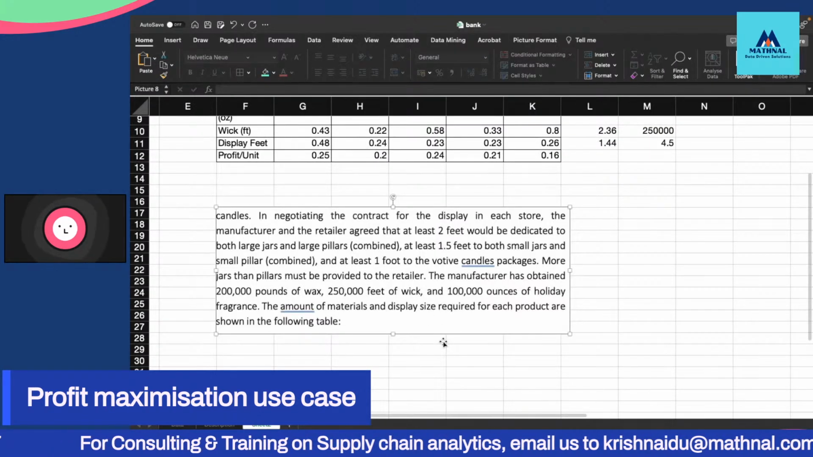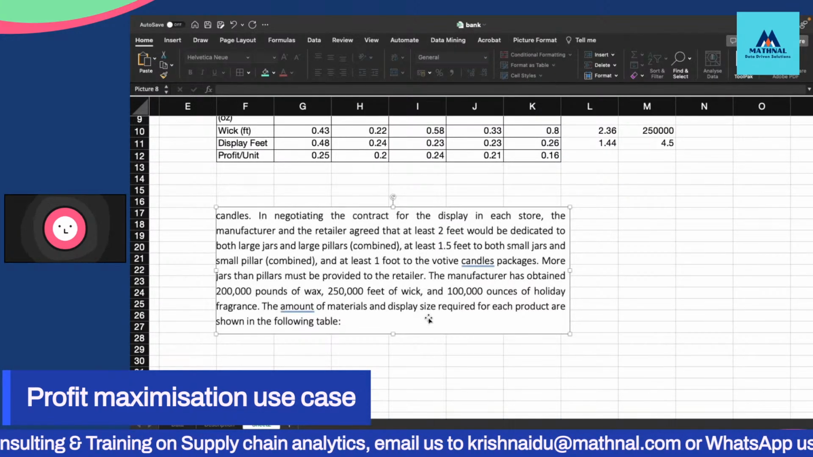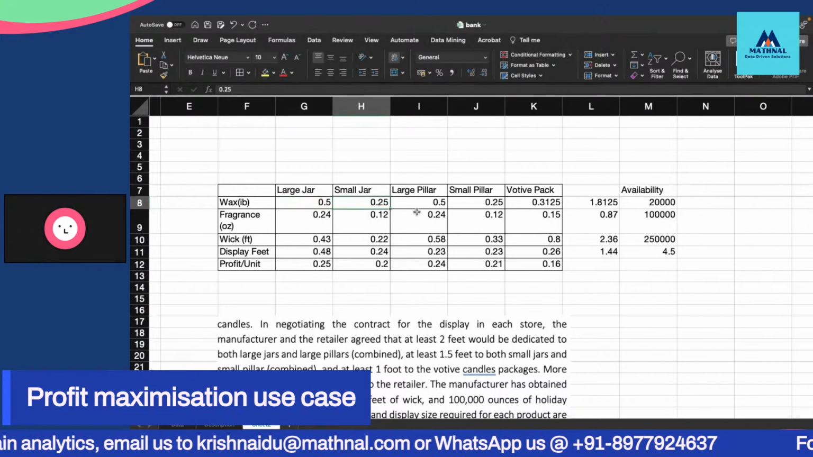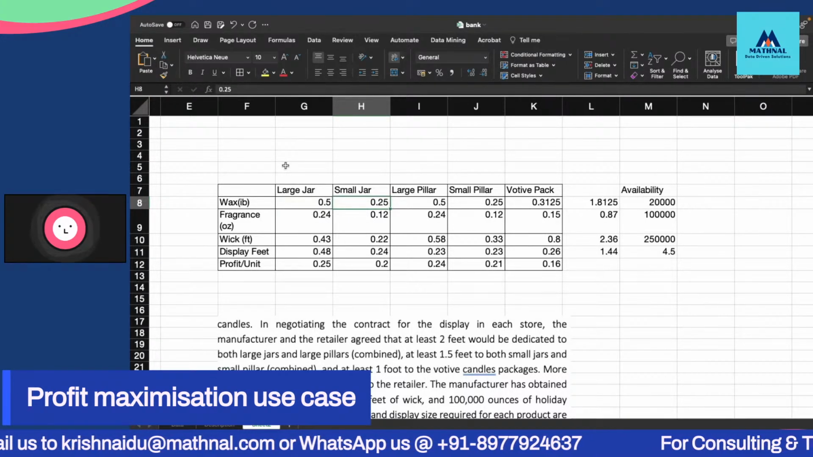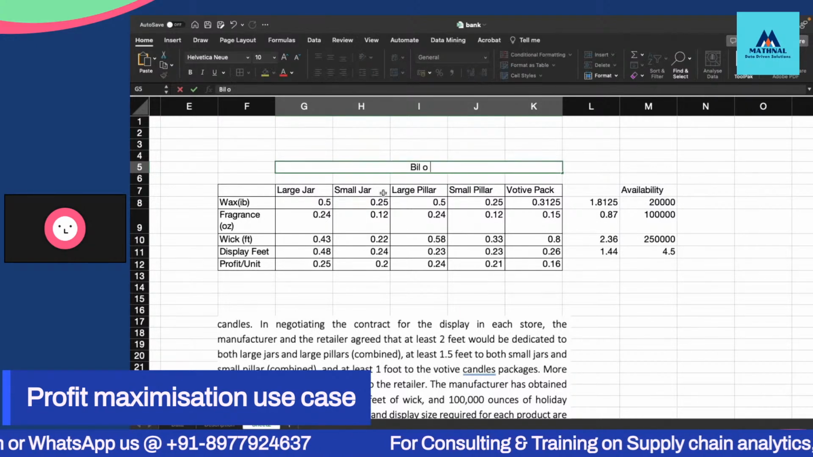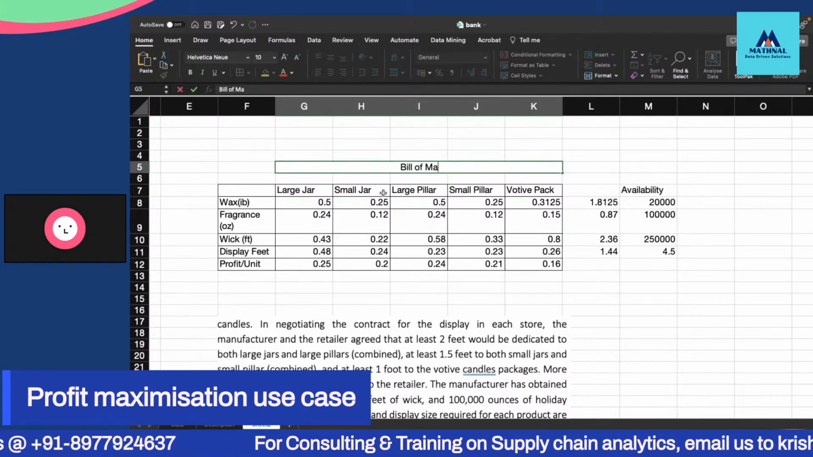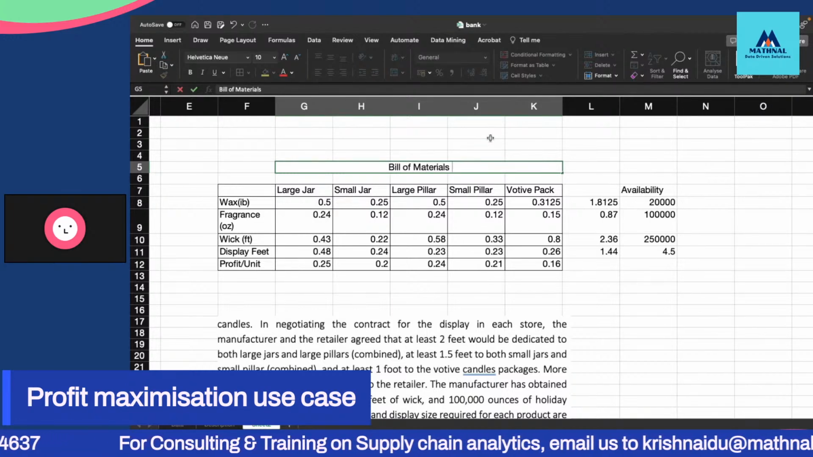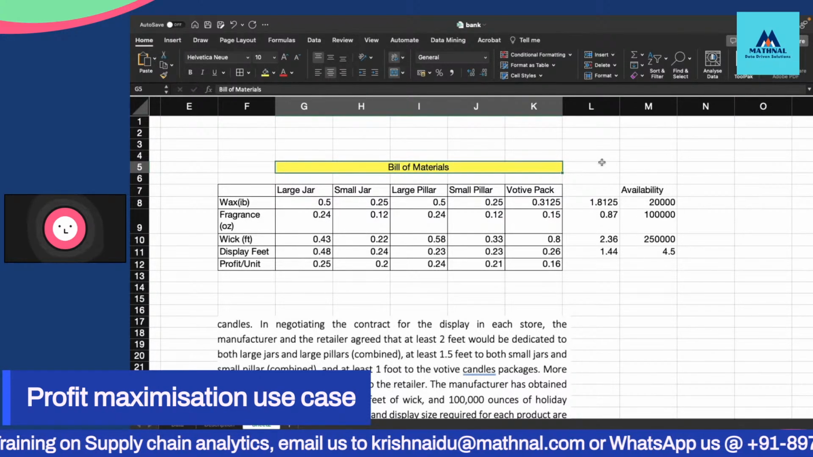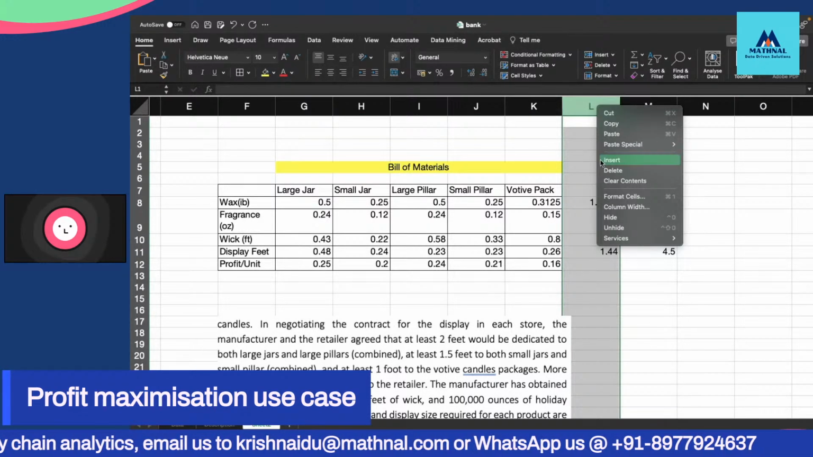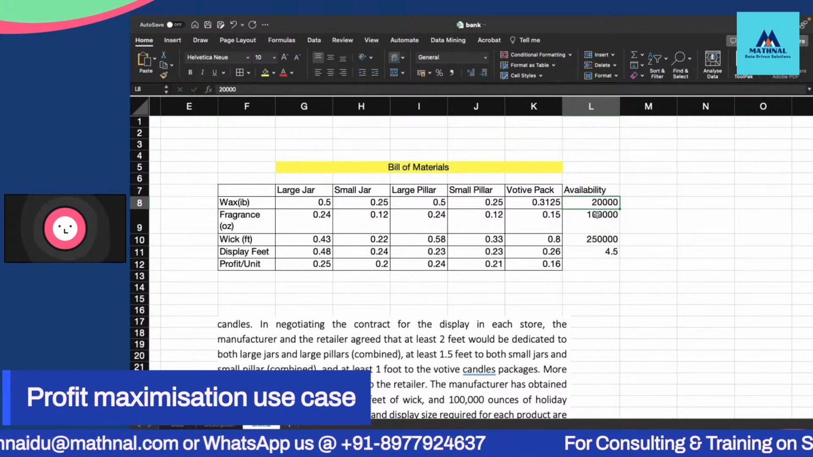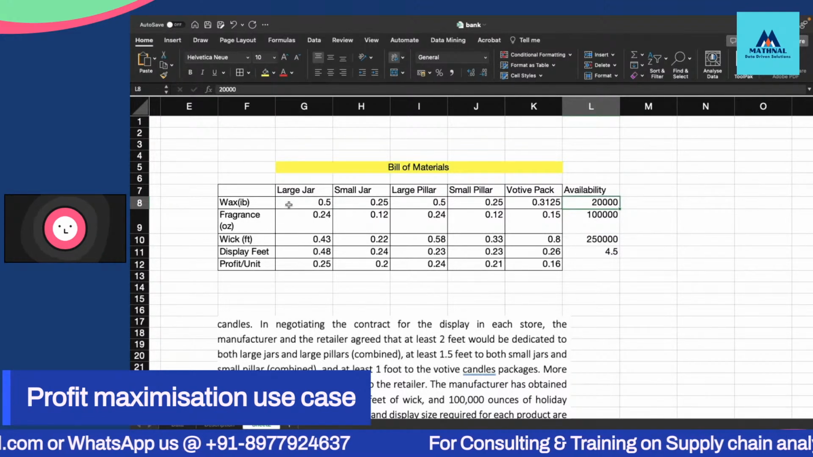Amount of materials and display size required. Amount required for each product are in. So this is our bill of materials. We have the bill of materials now, and this is the availability. And from this much availability of raw materials, how many products are we going to make?